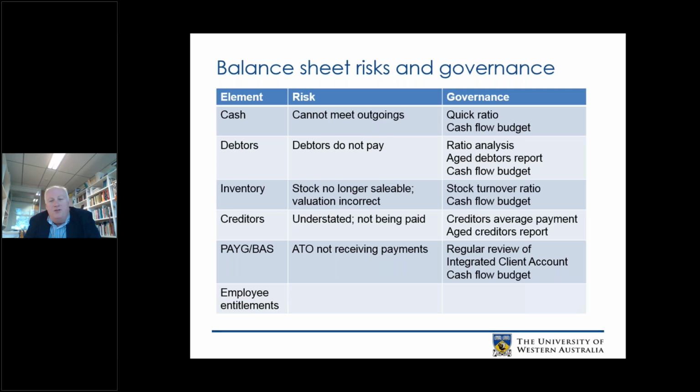Inventory is also a big issue for a number of not-for-profit organisations, particularly because they often get stuck with stock that is unable to be sold. In other words, it's no longer relevant, and they often value incorrectly the value of that stock. So when you're trying to govern that aspect of your balance sheet, you need to think about the stock turnover ratio, and again, these inform the cash flow budget.